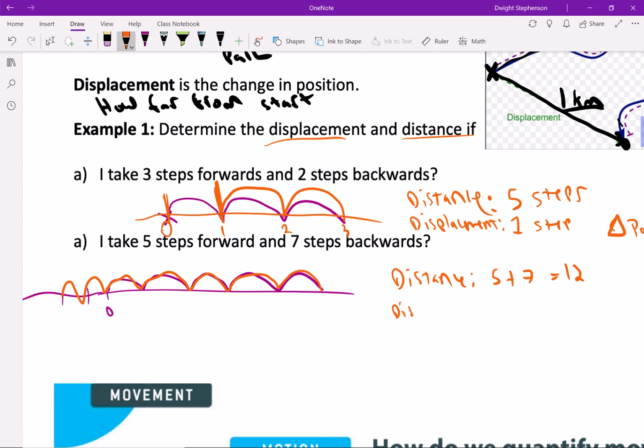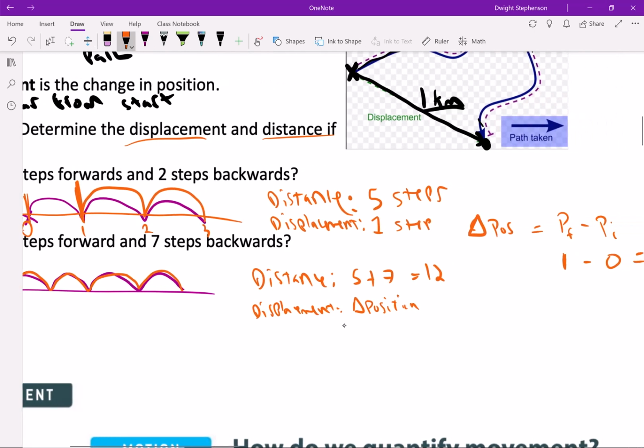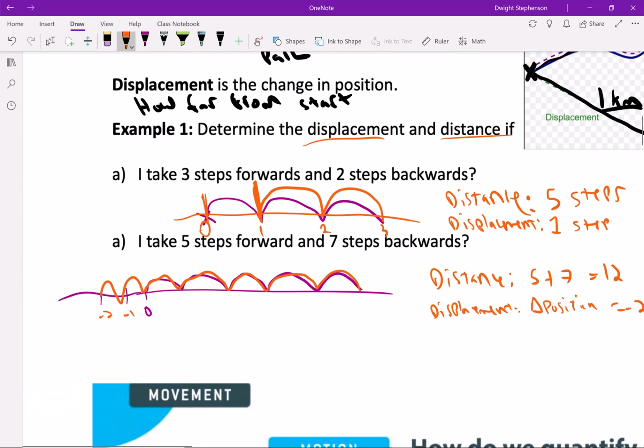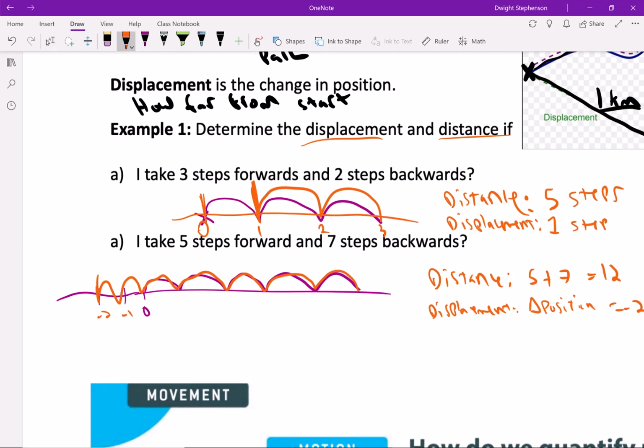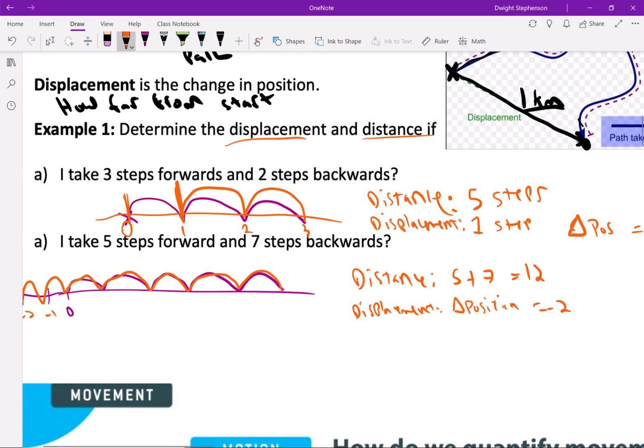Whereas if I just want to know the displacement, then I'm thinking change in position. And as you can see, what you may notice is I went backwards some, right? I ended up at -2. If I had this on a number line, I would be at -2 because I walked 7 backwards. So I'm to the left. This negative symbol symbolizes that I am to the left of where I started by 2 steps, right? So I'm left by 2 steps.